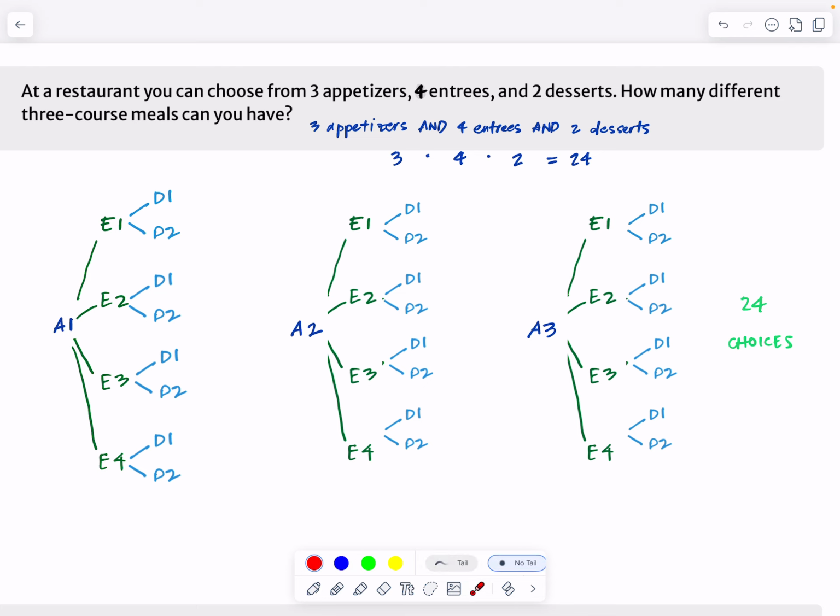And so the key thing to take away from this kind of situation is this idea of when we're picking one thing from each category, when we have multiple choices in each category, we're going to multiply the number of choices together.